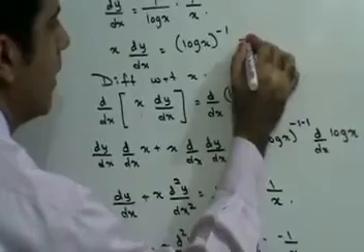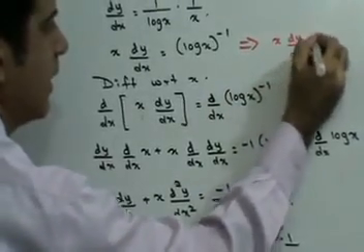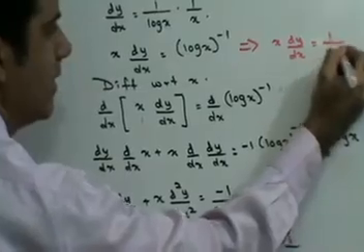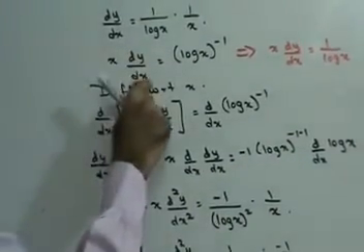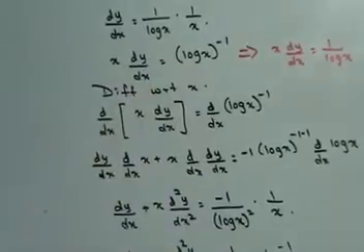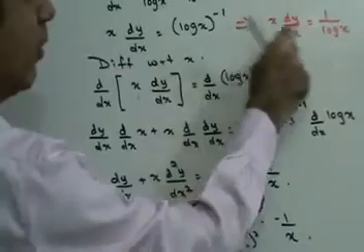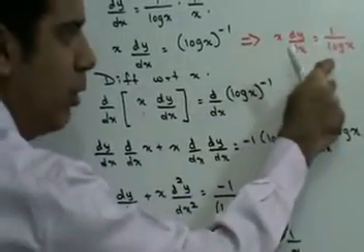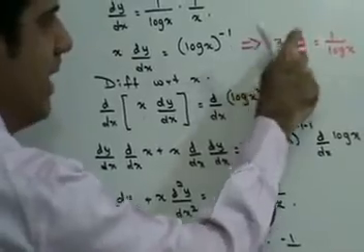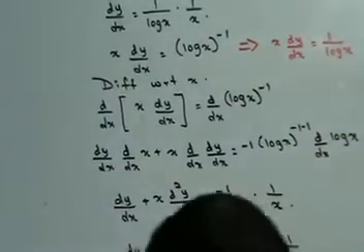implies that x dy by dx is nothing but 1 upon log x. That's the meaning of this step. This step says that x dy by dx is 1 upon log x. That means 1 upon log x, the whole square will be the square of this term. 1 upon log x, the whole square will be x dy by dx, the whole square. That is exactly what I'm going to do.